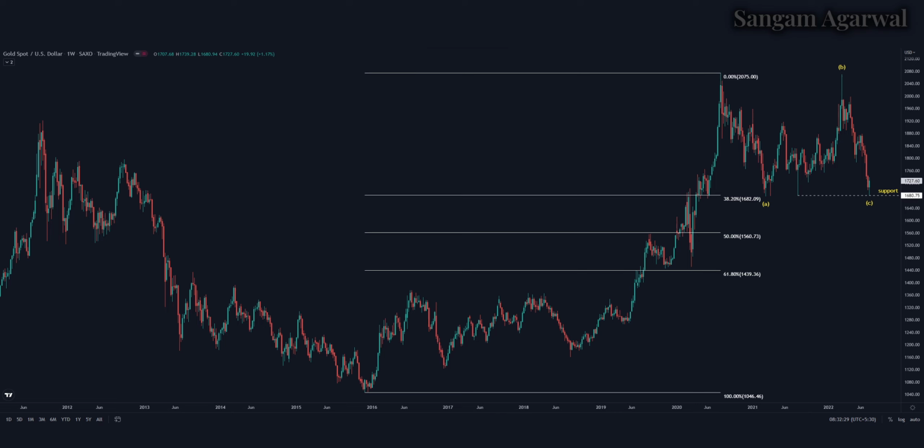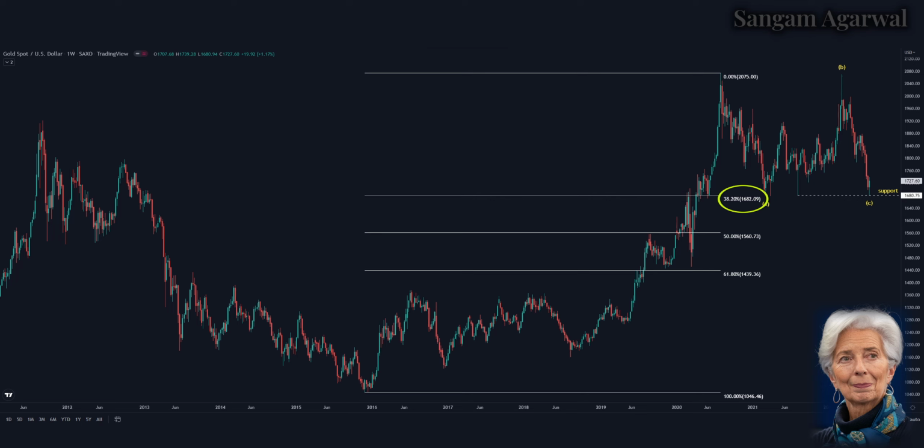This trend has only made a 38% retracement, and the ECB has started printing money in the name of TPI. If this support level breaks, then the next target will be the 50% retracement at 1560. Before price reaches that level, every central bank in the world will start printing again like March 2020.